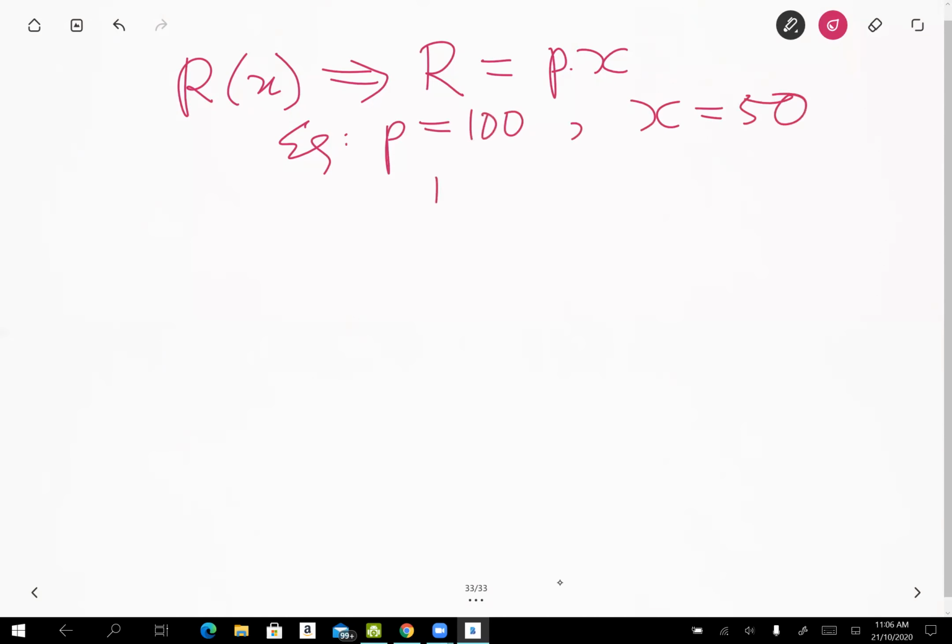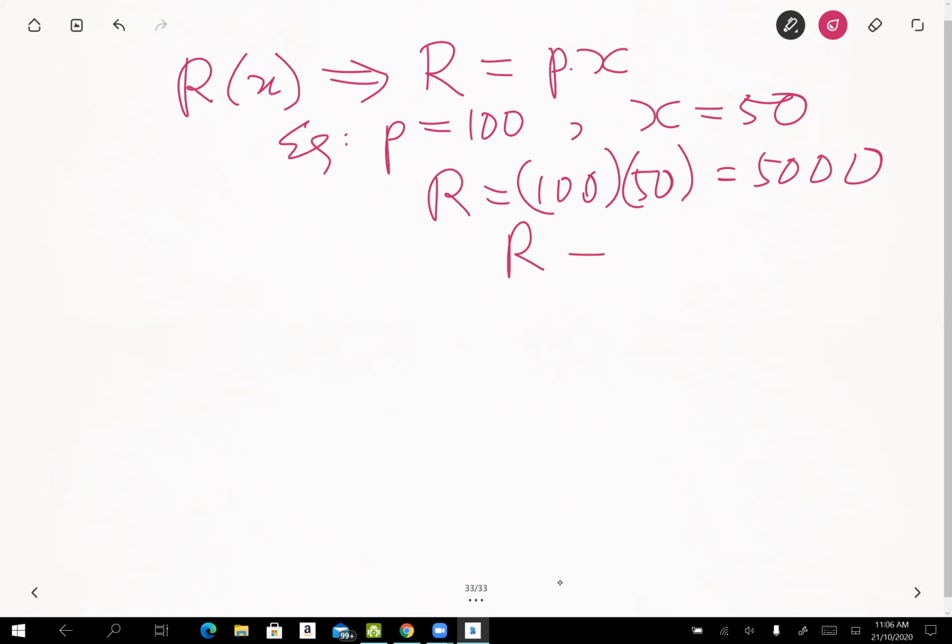So what is the revenue? Revenue will be 100 times 50. Then you got 5,000. So that will be your revenue, 5,000 RM. So the unit will be in RM, right? So revenue unit is in dollars or RM, and X is in terms of the unit of the good.